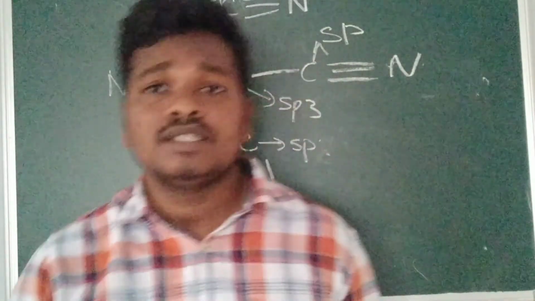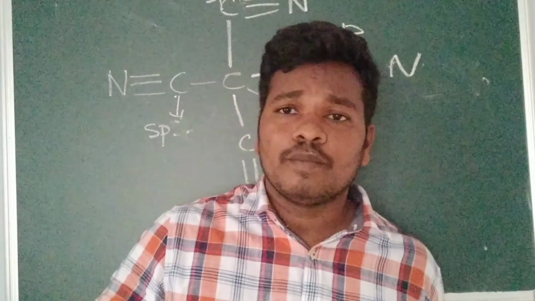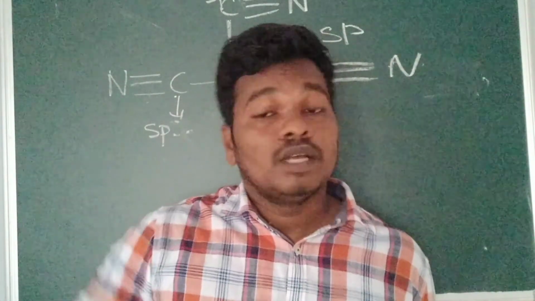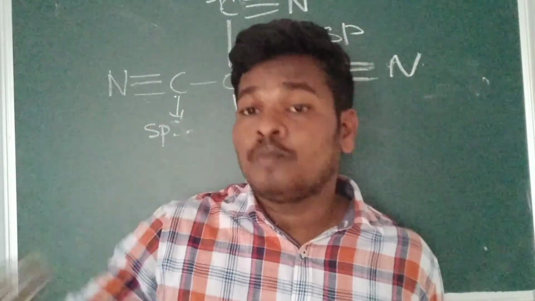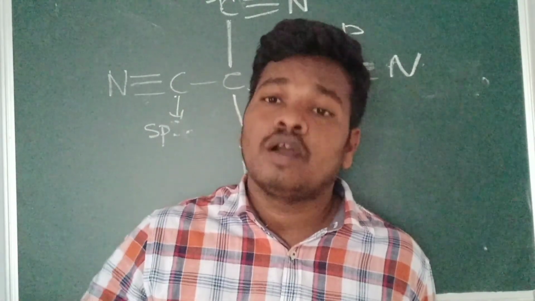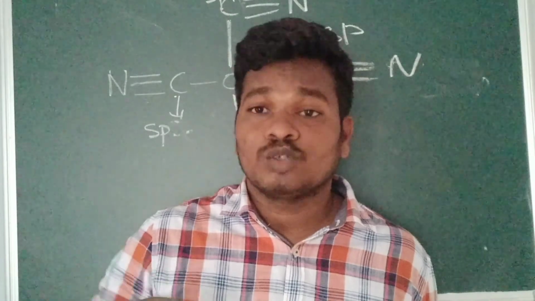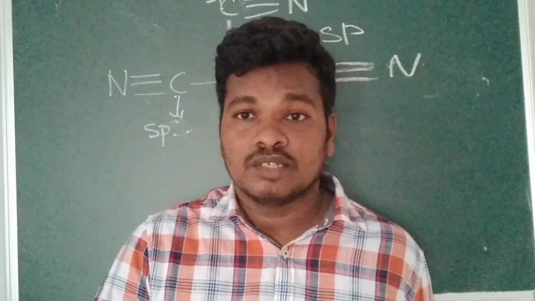So like this you can calculate the hybridizations, sigma bonds, pi bonds, and IUPAC naming. So this is it for this video. In the next video we'll discuss functional groups and naming of alkenes, alkanes, and different functional groups attached: how you name them, we will discuss.